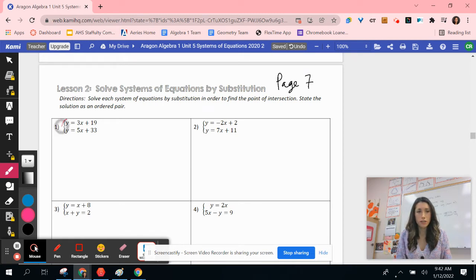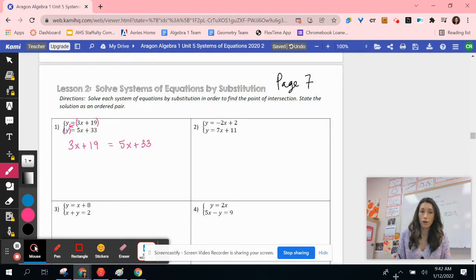When we have two equations, both equaling y, that means these equations are equal to each other. So when we write this out, I'm basically replacing this y in the second equation with the value of y, 3x plus 19. That's what we call substitution. So we should be able to say 3x plus 19 is equal to 5x plus 33. So we're solving for x here.